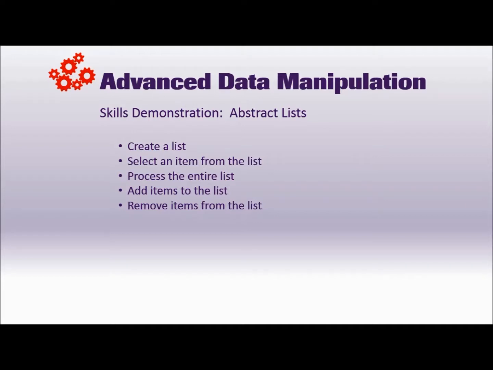These are all multi-valued data sets, and I would also like to be able to manipulate them by name. To do that, we need a list structure. So in this session, we're going to explore how App Inventor allows us to create lists, select items from the list, process the entire list as a group, add items to the list, and remove items from the list. Let's see how it works.